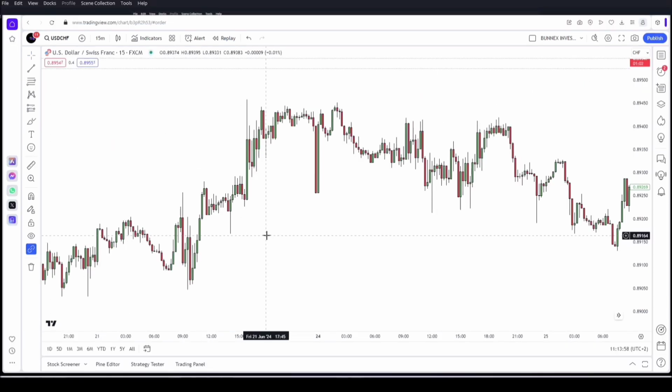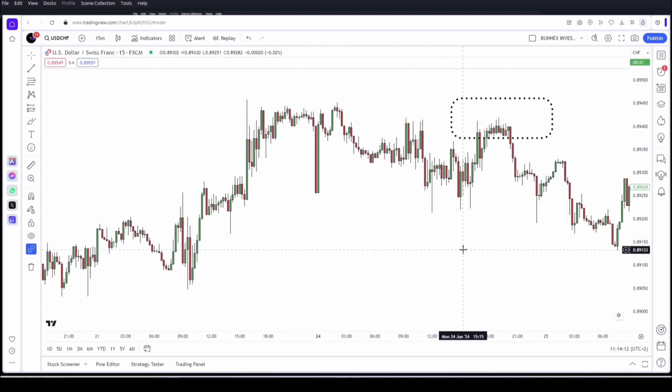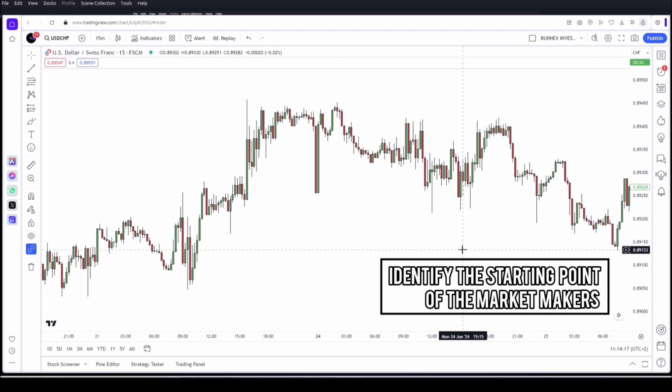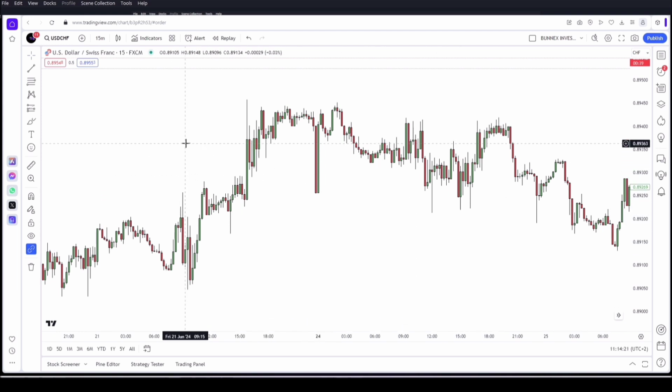When we are trading, we know that there are market makers behind every price movement. These market makers will always start by looking at where to start their push. Is it this part, or is this part, or is this one? However, we'll need several indicators to help us identify the starting points of the market makers. So I'm going to install indicators on my charts so that it will be easier for me to find these starting points.